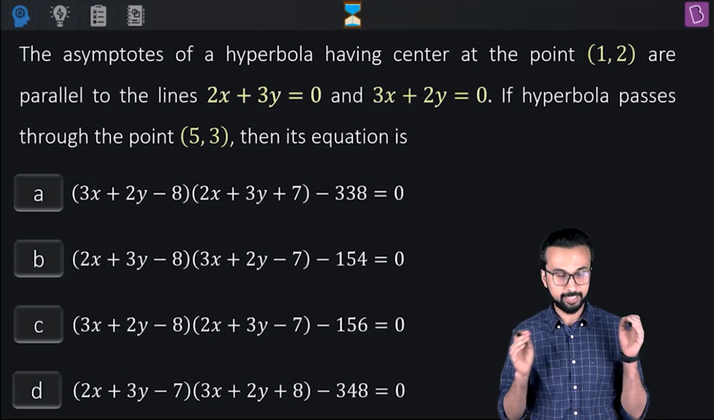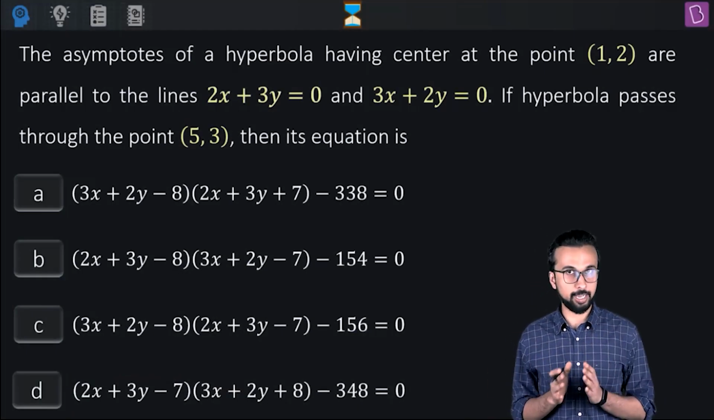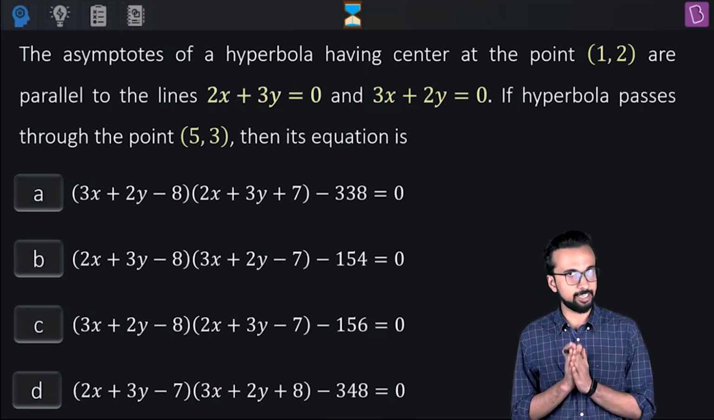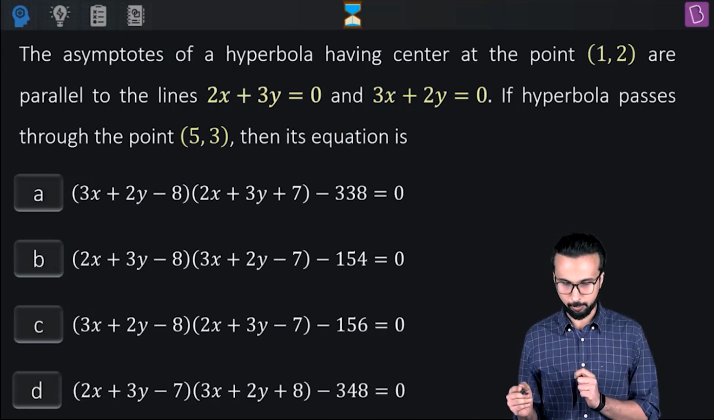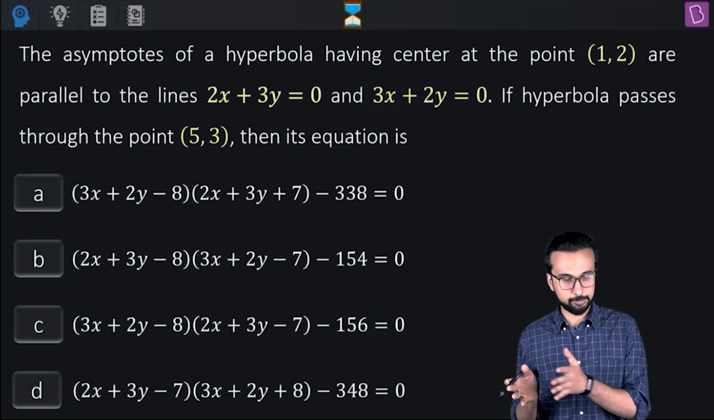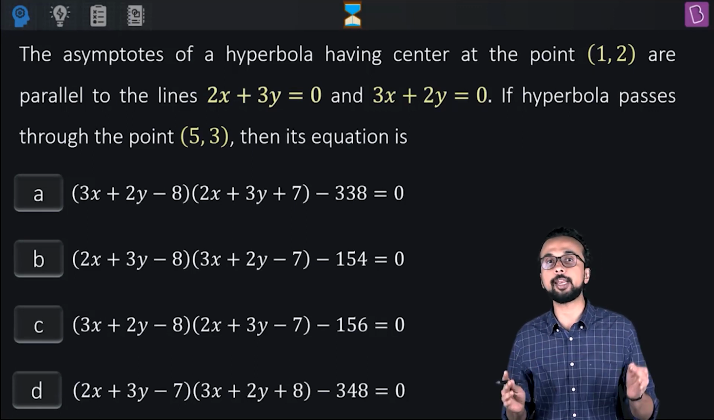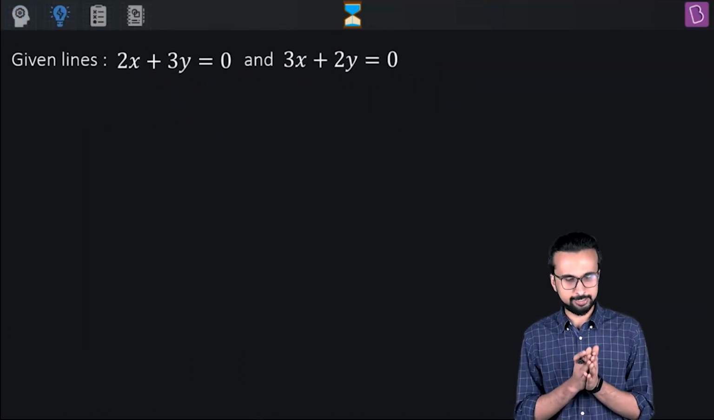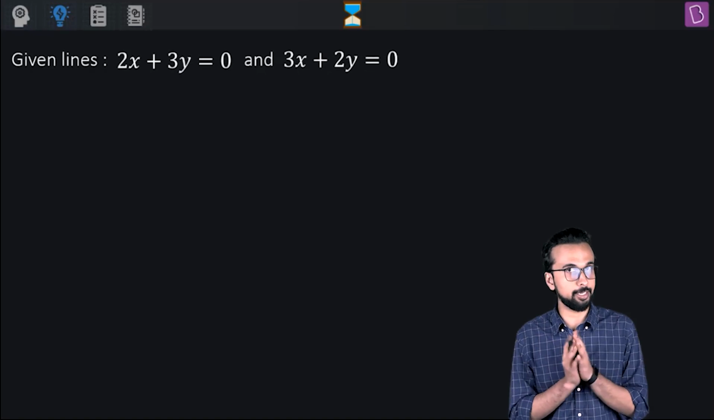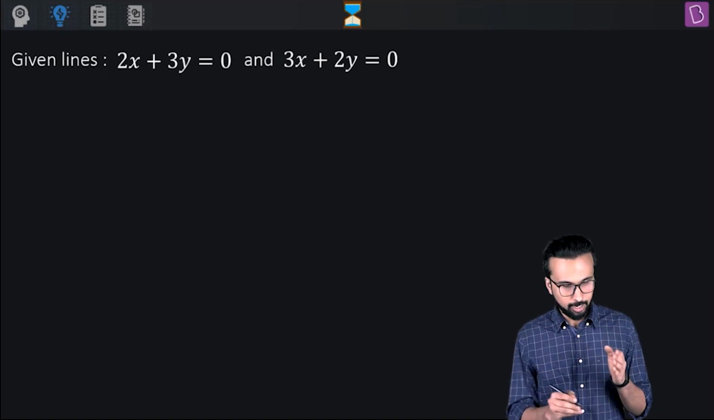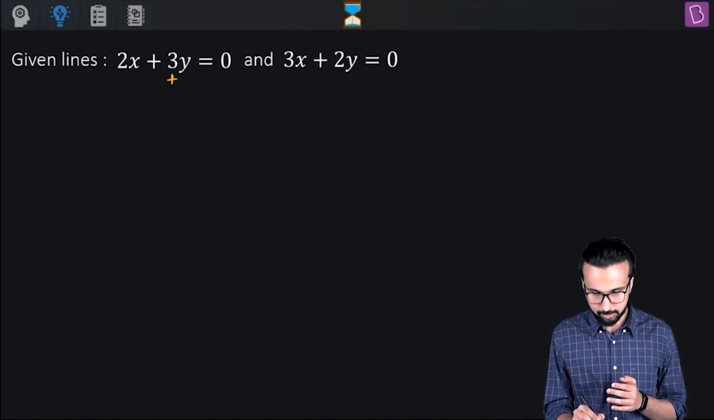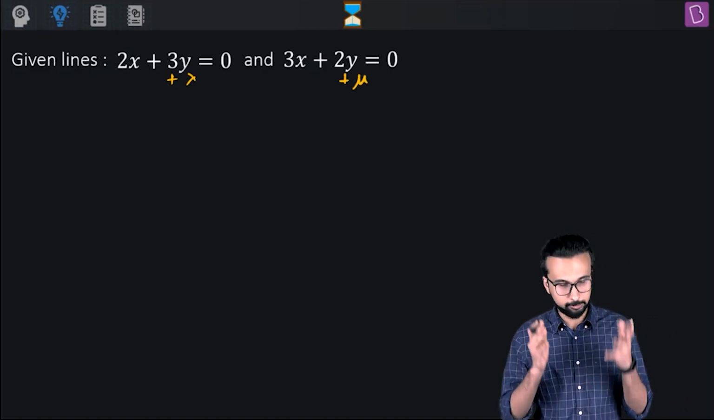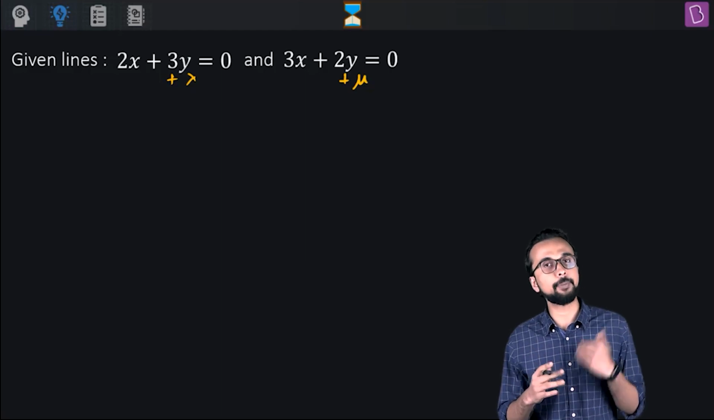In this question, it's given that the asymptotes of a hyperbola having the center (1, 2) are parallel to these two given lines. Now, if the hyperbola is given that it passes through (5, 3), find its equation. Alright, let's begin. We are given the asymptotes parallel to these two lines. So I can add a constant, mu and lambda. These will become the asymptotes because they are parallel to this.